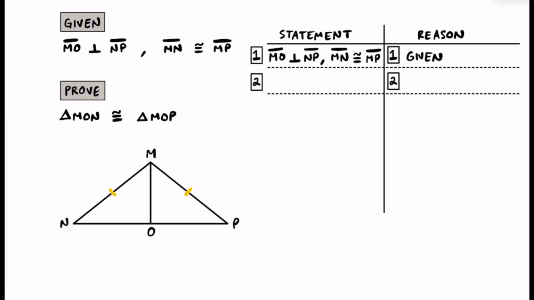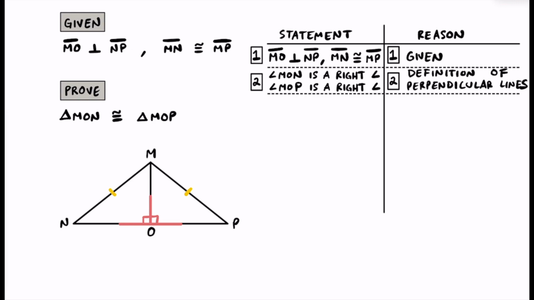But what about for statement 2? For statement 2, let's go off of this information that we're told about MO being perpendicular to NP. Because those two segments are perpendicular to each other, we can say that angle MON is a right angle, which is this angle right over here, and that angle MOP is also a right angle, which is this angle right over here. We can say this by the definition of perpendicular lines.